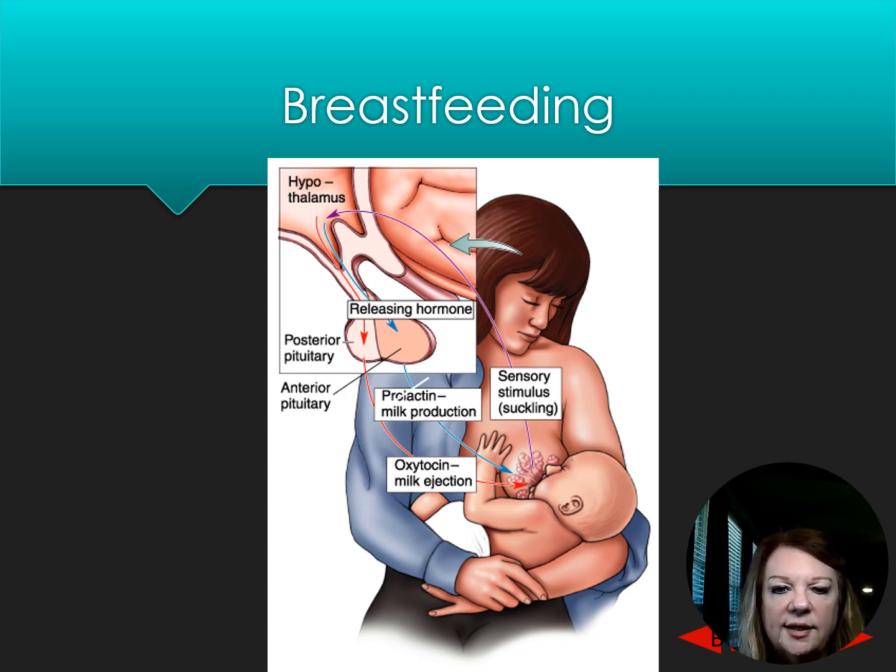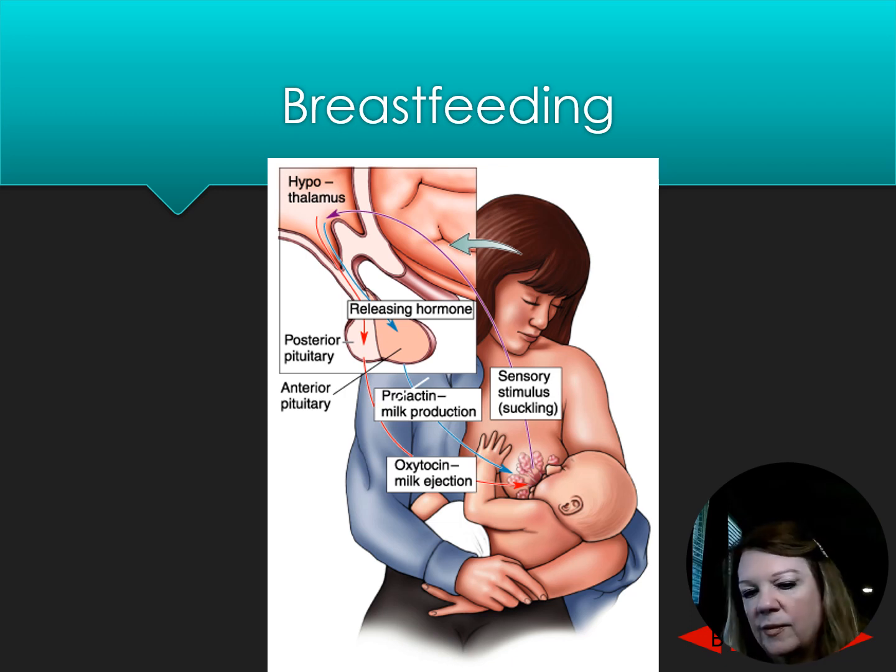So you see that it starts with the hypothalamus. We have the releasing hormone through the posterior pituitary. And then the prolactin causes the milk production, and the oxytocin causes the milk ejection. So remember that the milk production is the prolactin, the oxytocin is the milk ejection.